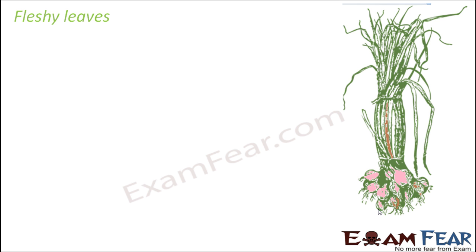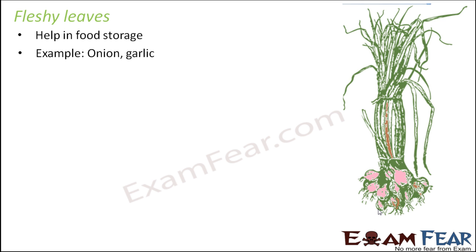The next one is the fleshy leaves. In some plants the leaves are extremely fleshy, and they are so fleshy that they act as storage organs. So they help in food storage. Examples would be onion and garlic. You would have seen that in onion you have concentric layers of leaves one after another. So many leaves are present because they are the organs of food storage. Similarly in the case of garlic as well.